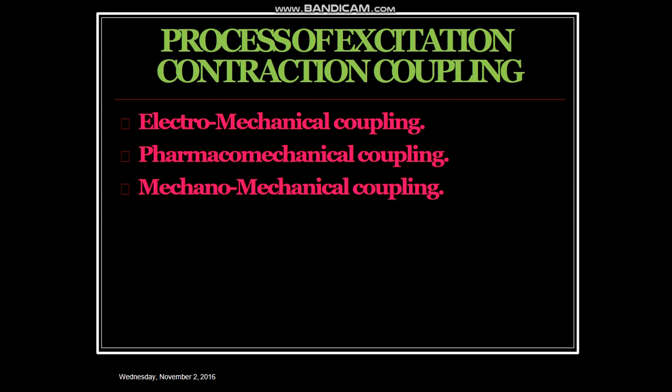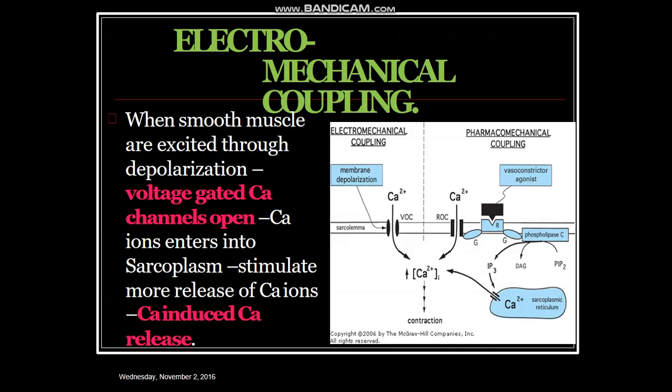Process of excitation, contraction: electromechanical coupling, pharmacomechanical coupling, mechanomechanical coupling. This is the thing. When smooth muscle is excited through depolarization, voltage-gated calcium channels open. Ions enter into the sarcoplasm, stimulate more release of the calcium ions, called calcium-induced calcium release. You're looking here, electromechanical coupling, the pharmacomechanical coupling.